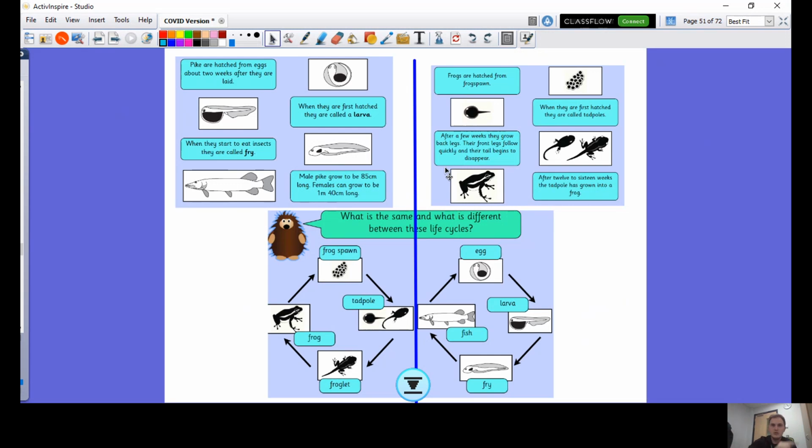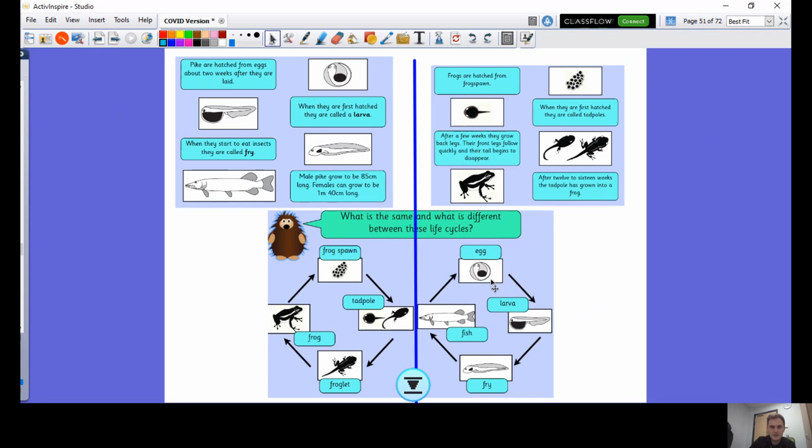Now remember, a cycle, it always reminds me of a bicycle wheel, and a bicycle wheel is a circle. So we like to kind of arrange them in circles. So you can see here, we start off with our frog spawn for a frog. It turns into a tadpole, which turns into a froglet, which turns into a frog. And then they will have more babies, and then the cycle will keep on going.